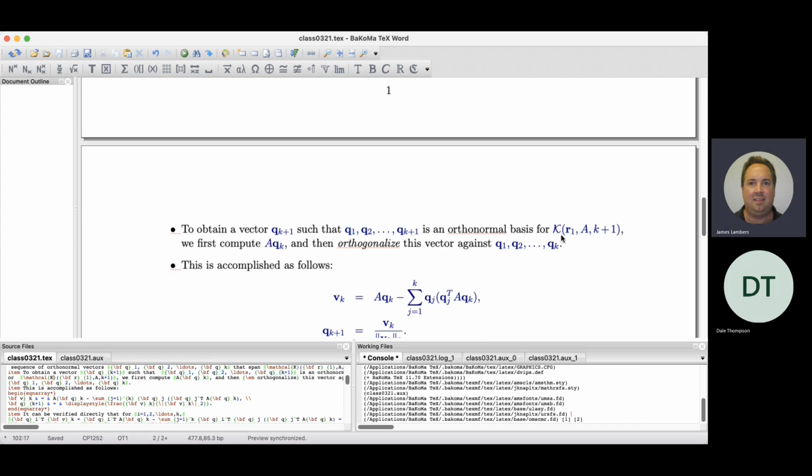So I have a set of vectors that spans a subspace. It's just that these vectors are not orthonormal. This one is not orthogonal to the other ones. That's where Gram-Schmidt comes in.